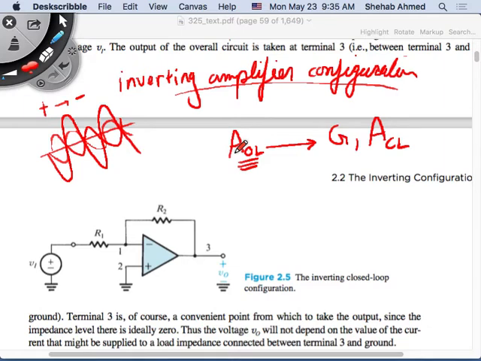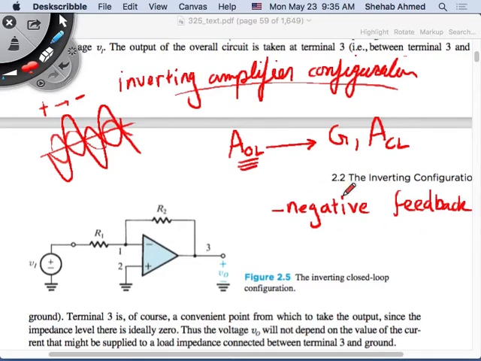Now we want to add circuits around the device, the op-amp, and use the fact that it's a device with an infinite open loop gain to be able to develop circuits with a defined closed loop gain, right? So that's the objective. And one of the main things we will utilize to make this happen is what we call negative feedback. So we will be utilizing this negative feedback in all our circuits, right?